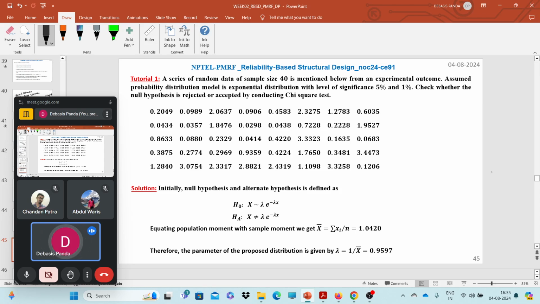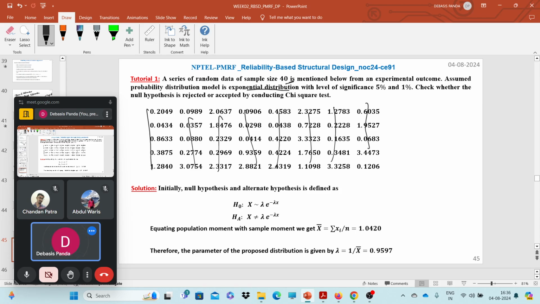Let's read this tutorial. A series of random sample data of size 40. Okay, so here we have a sample size of 40, a total of 40 samples of data. These are the data, and these data are coming from an experimental outcome. Assume the probability distribution model is the exponential distribution.